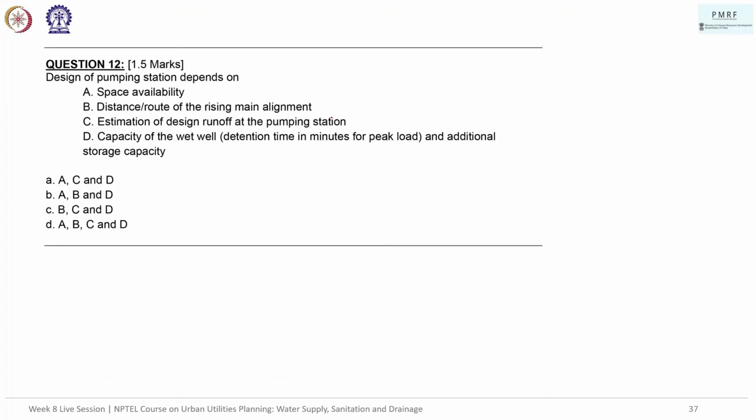All right, moving on to the next question. Design of pumping station depends on: A, space availability; B, distance or route of the rising main alignment; C, estimation of design runoff at the pumping station; or D, capacity of the wet well, that is detention time in minutes for peak load and additional storage capacity, essentially storage capacity. Any answers?